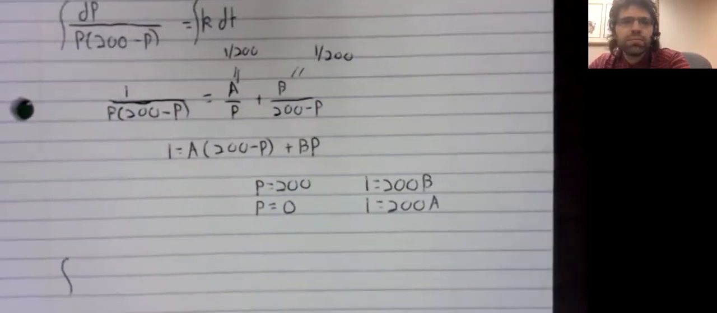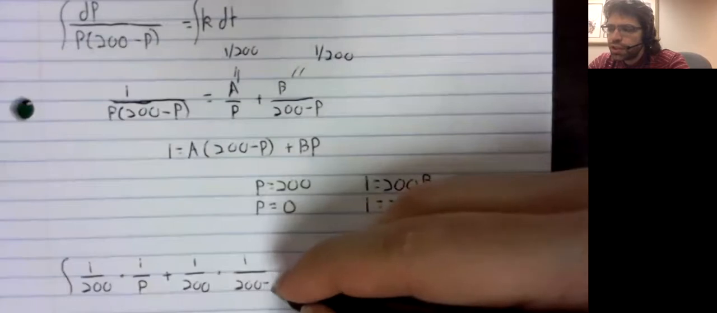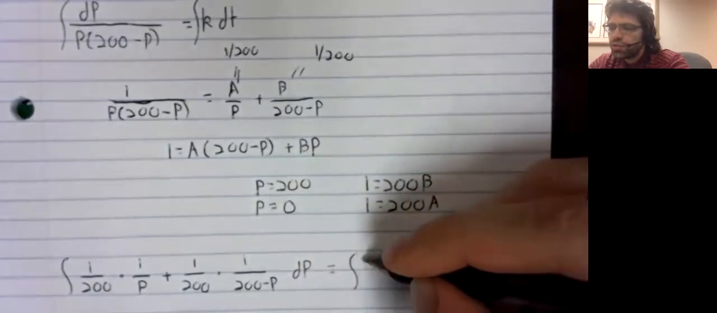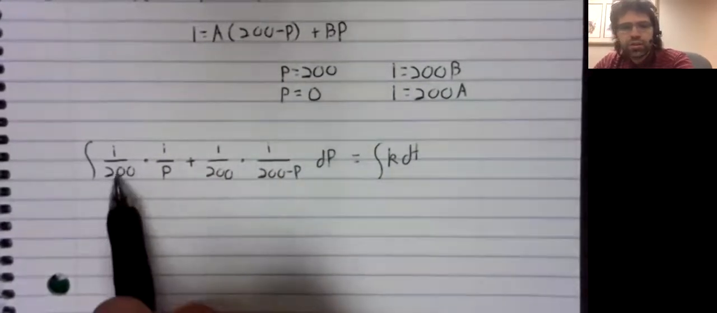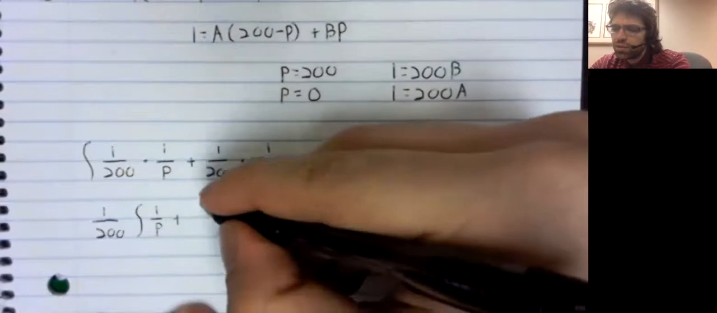And our integral then becomes 1/200 times 1/P plus 1/200 times 1/(200 minus P) dP equals the integral of k dt. Let's pull this 1/200th out of the integral. And we get the following.